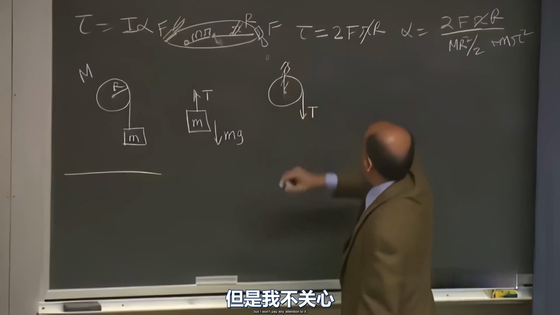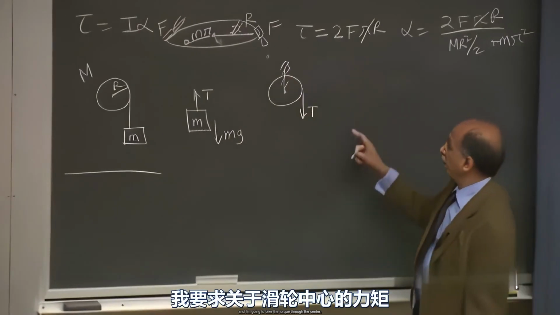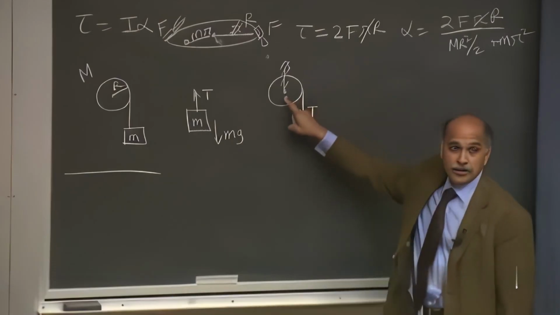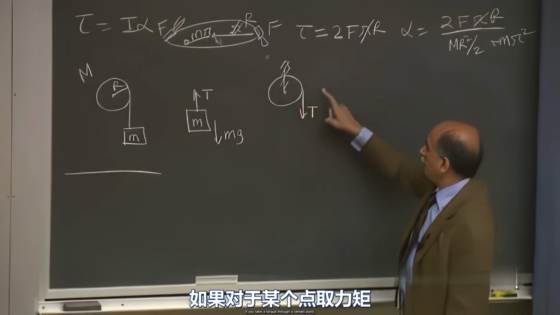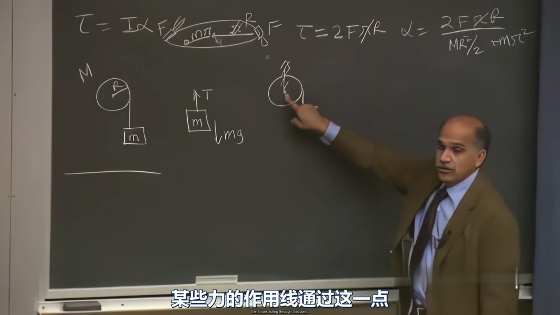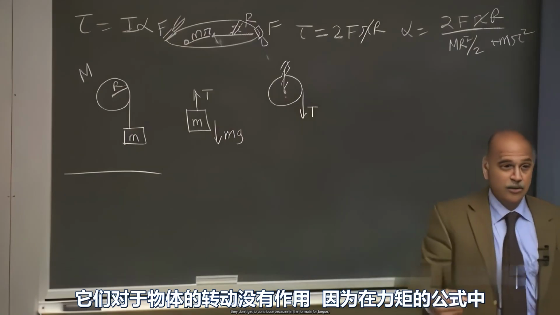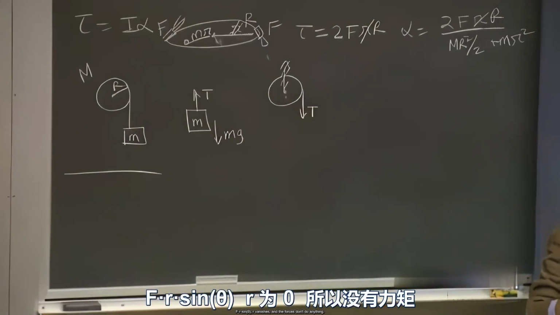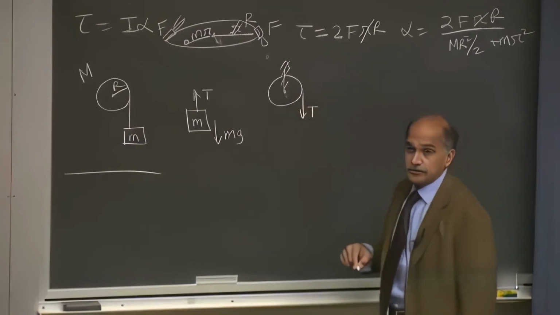But I won't pay any attention to it because I'm going to use torque equals I alpha, and I'm going to take the torque through the center. And this is something that will come over and over again. If you take a torque through a certain point, the forces acting through that point don't get to contribute, because in the formula for torque, F r sine theta, r vanishes and the forces don't do anything. That's why I don't pay any attention to what the pivot is doing.